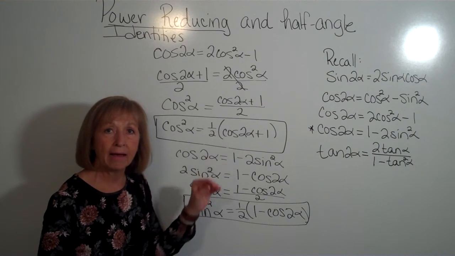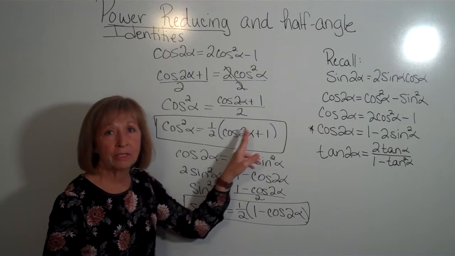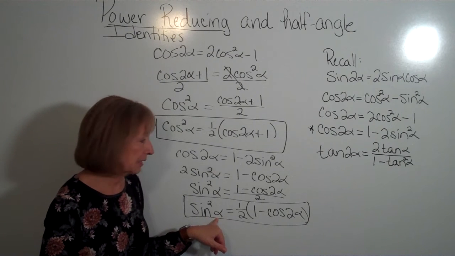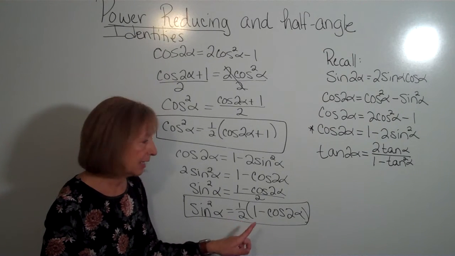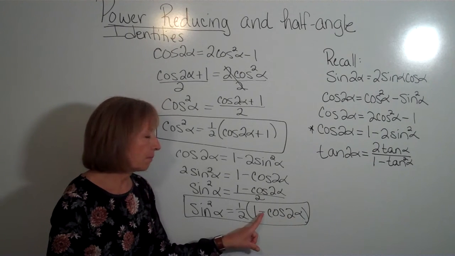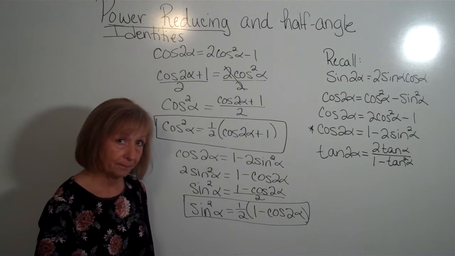But the only difference between these two power reducing replacements is that in the replacement for cosine squared alpha, it's 1/2 and then times the quantity with a plus between the cosine of 2 alpha and the 1. And in the sine squared alpha's replacement, it still has that 1/2, it still has the 1, it still has the cosine 2 alpha, but it's minus the cosine 2 alpha instead of plus the cosine 2 alpha.